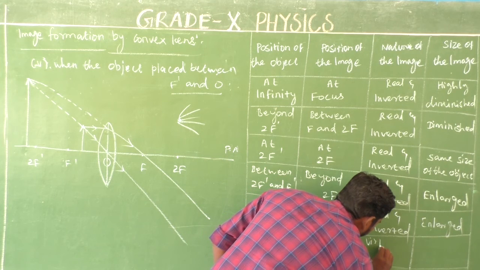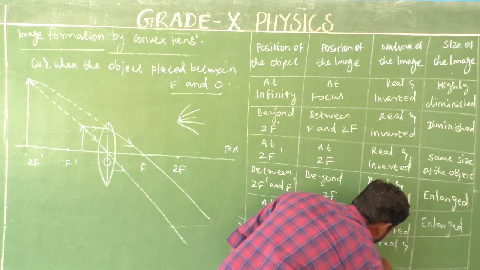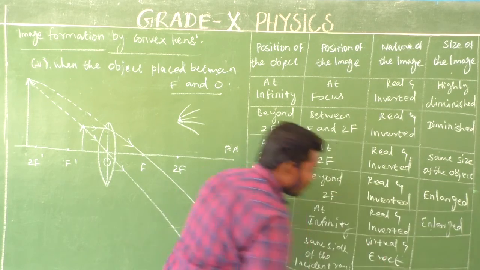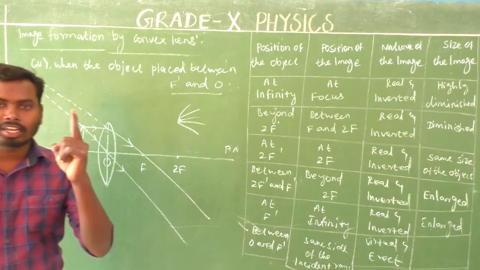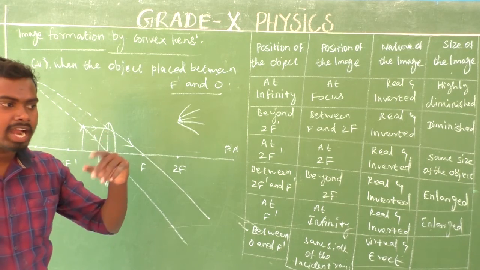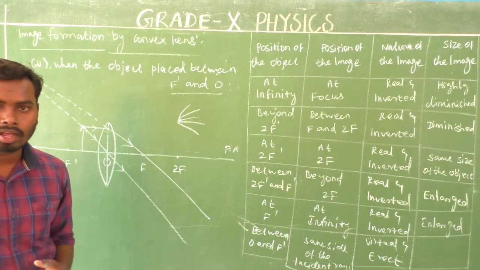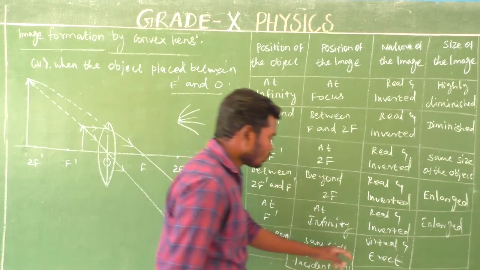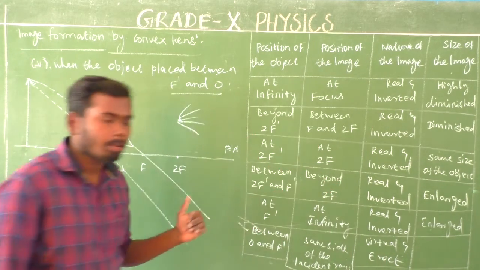All virtual images are erect images. You know what an erect image is? Erect image means nothing but a straight image. For example, if we stand in front of the plane mirror, we can see our image as of the same size. Is it clear? Yes. So all virtual images are erect images.